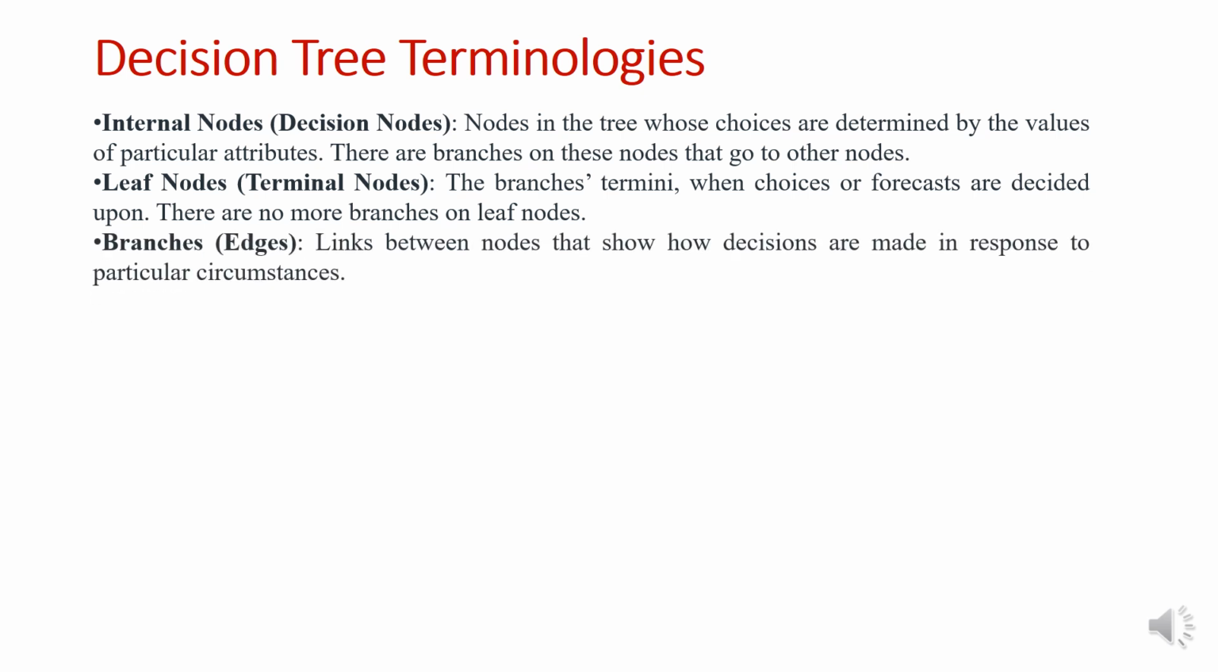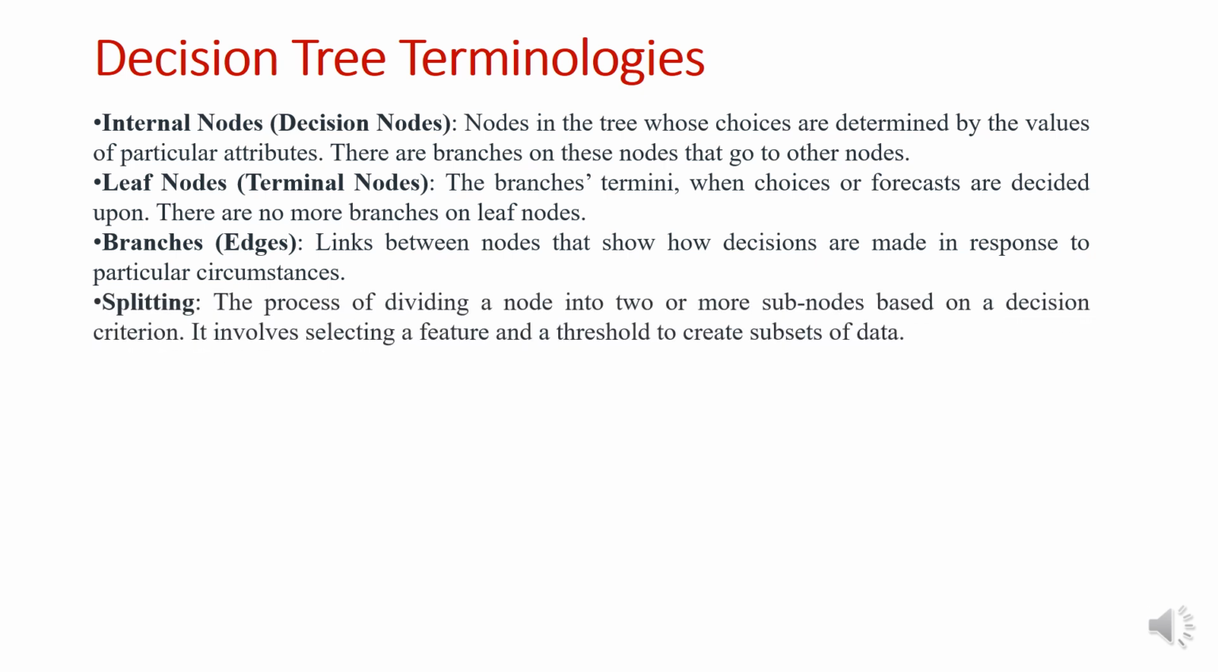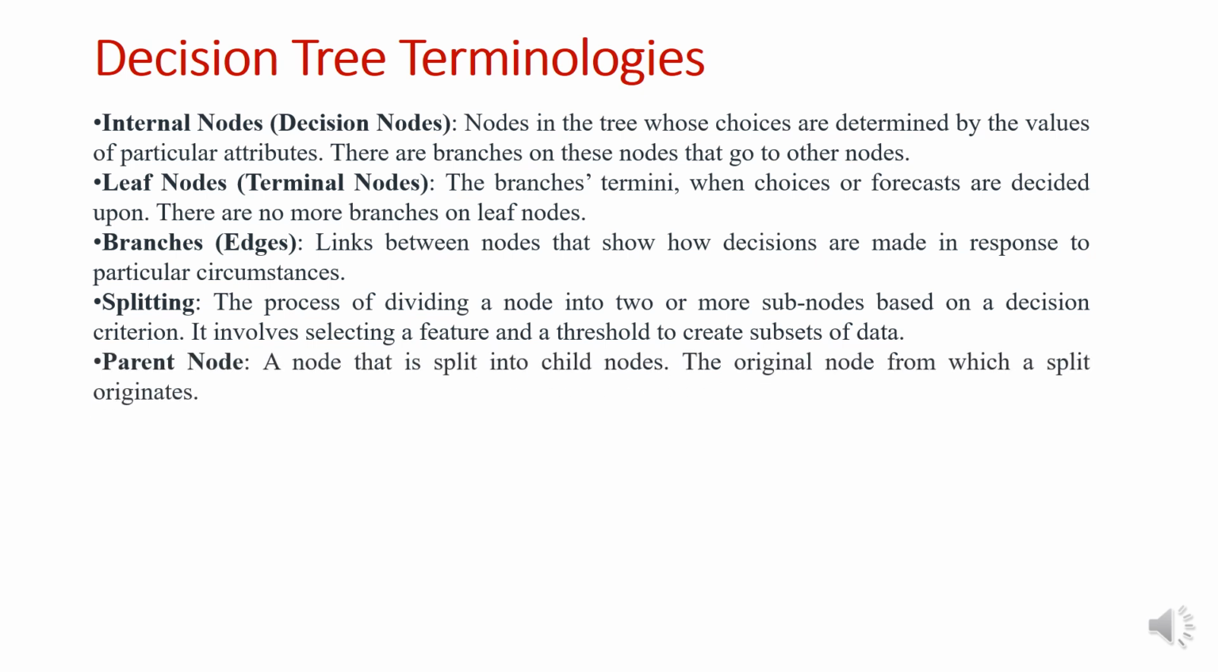Coming to branches or edges, they are nothing but links between nodes that show how decisions are made in response to particular circumstances. Next, splitting: the process of dividing a node into two or more subnodes based on a decision criterion. It involves selecting a feature and a threshold to create subsets of data. So these are some of the terminologies we are discussing now.